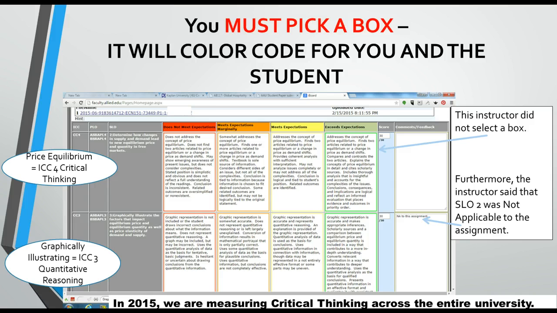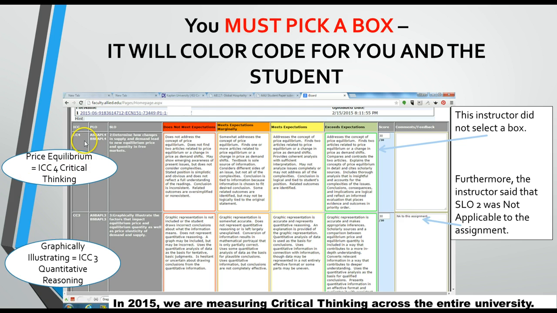You can see that this particular instructor did not select a box, although they did grade the work. Furthermore, here's an SLO that asks the student to graphically illustrate the factors, and the instructor said that SLO 2 was not applicable to the assignment and gave a grade of 30 out of 30. I went in and actually took a look at this student, and the student did not do any graphical illustrations.